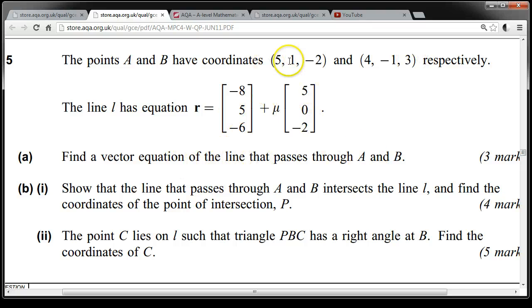Find a line that passes through A and B, that's nice. So that'd be easy. These two lines will intersect, find the coordinates of the intersection point. And then we've got right angles.